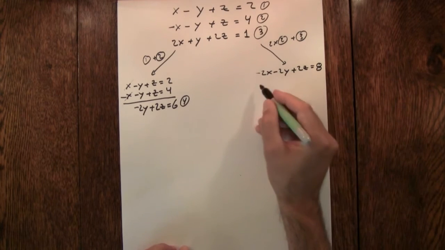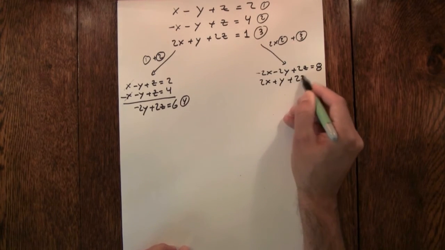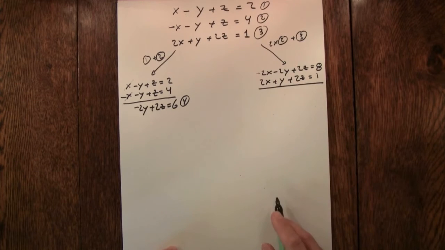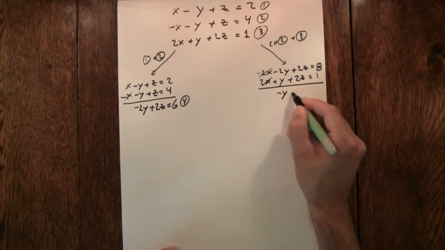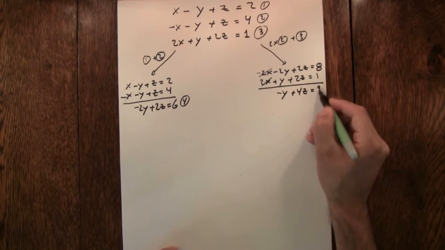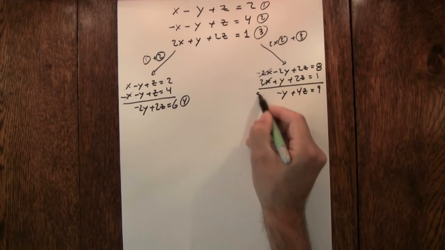And I'm just going to write down equation 3 by itself: 2x plus y plus 2z is equal to 1. And I'm going to combine these two guys. If I combine them, this guy kills that guy. This is negative y plus 4z is equal to 9. Okay, now I'm going to number this equation 5.